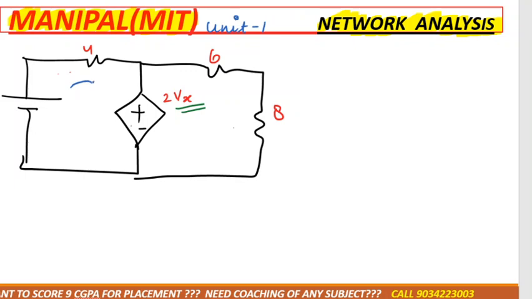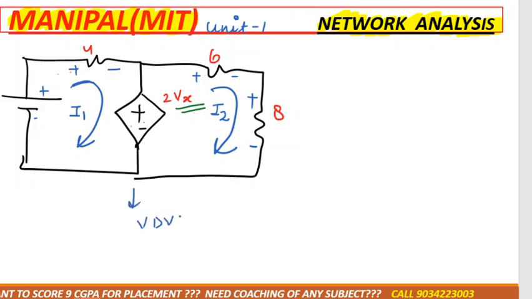Okay. Now same procedure. Step number 1, mark current direction. How many meshes are there? Two mesh, two variables, two equations. We have marked current. Second step, mark sign convention. So next step we mark sign convention. Next step is to apply KVL. Okay, so this is a voltage source. This one is VDVS, meaning it's a voltage source, right? Meaning it's a voltage source. So a voltage source will behave like a voltage source only.